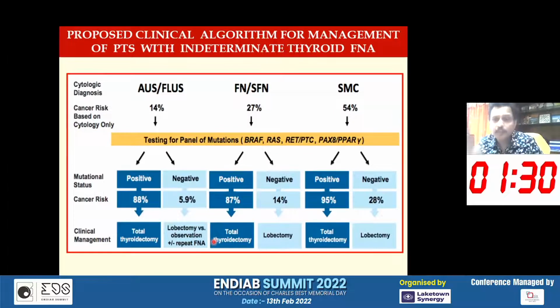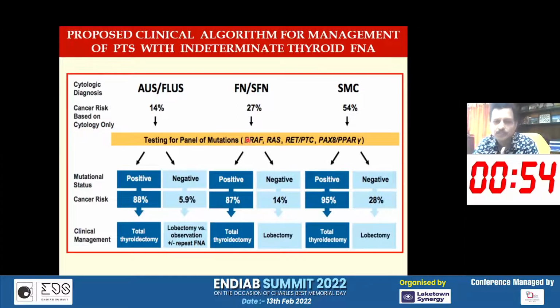Now, can we predict the malignancy beforehand? When we face this question, there is a process by which we can predict the possibility of malignancy if we look into the presence of mutations. These are the mutations which we can check: BRAF, RAS, RET/PTC, and PAX8/PPAR gamma. These mutations are now possible to check because genetic studies are commercially available. So we can go for the evaluation of the mutations.